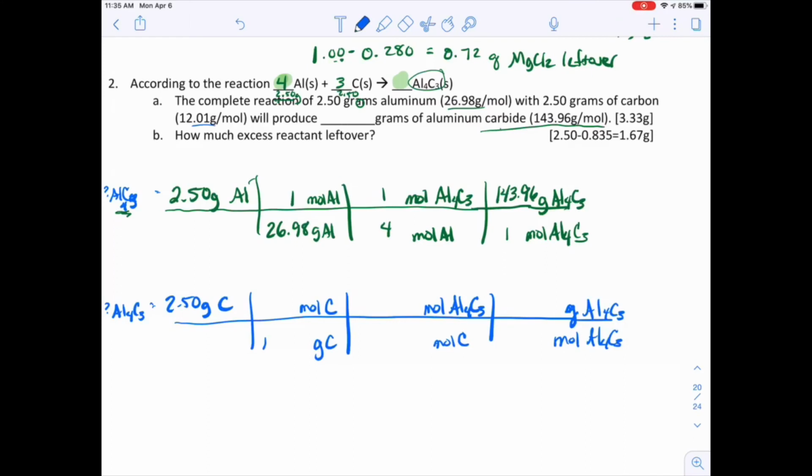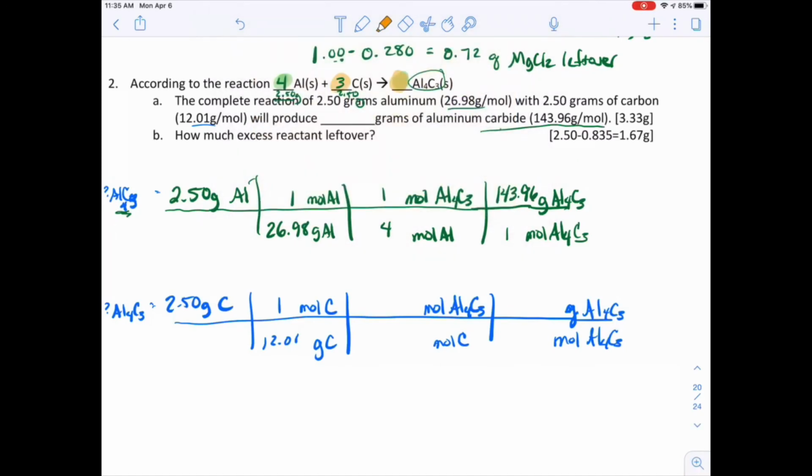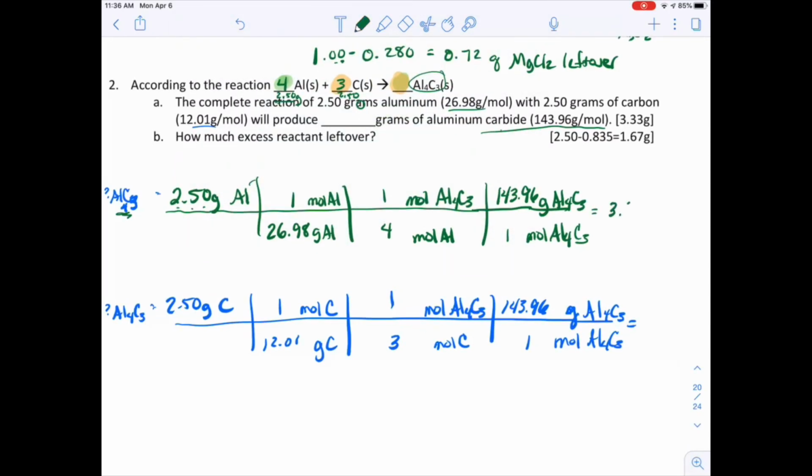Now we're going to use the molar mass here, again from the periodic chart, or it's in the problem. Then now we're going to use our moles of carbon coefficients to our carbide, so it's 3 to 1. And then we're going to use our molar mass, 143.96, yep. We're going to solve both of these. They both are going to go to 3 sig figs. So we've got 3.33 grams of aluminum carbide and 9.99 grams of aluminum carbide.